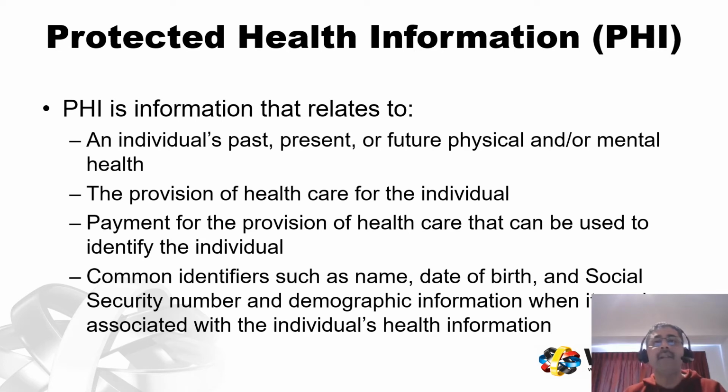Certain common identifiers such as date of birth, social security number, and demographic information, when they can be associated with the individual's health information. You need to note that information such as an individual's name, date of birth, and social security number, while considered personal data or PII, may not necessarily be PHI in the absence of health data.